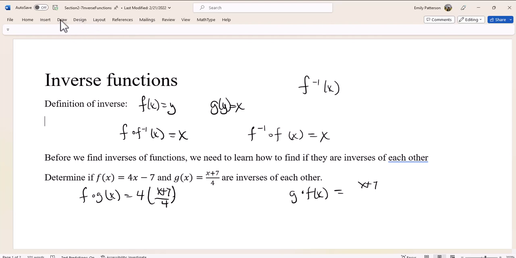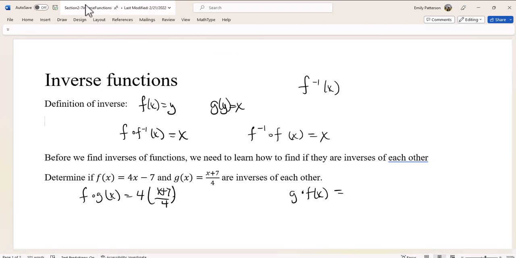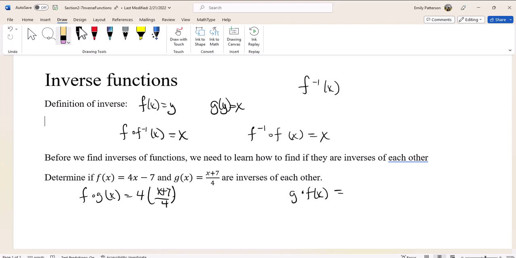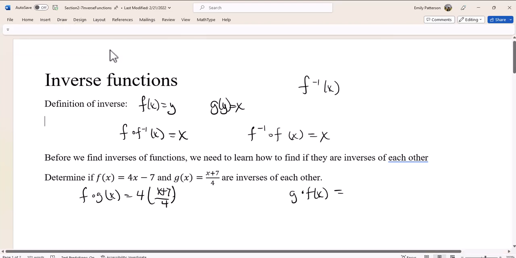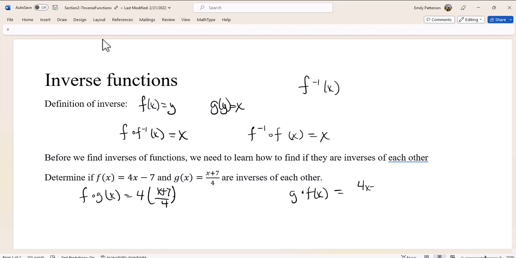I forgot to put that one in. Hold on. Forgot to put the function value in there. Taking my g of x, so I have 4. Taking 4x minus 7, that's my f of x, putting it into g, and see if I also get x. So when we work this one out, forgot to put the rest of the function value.